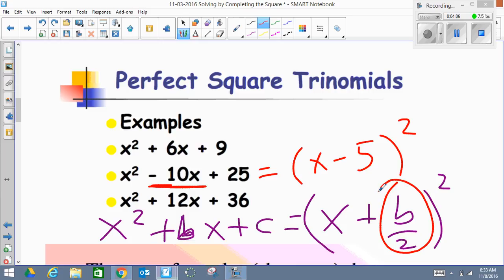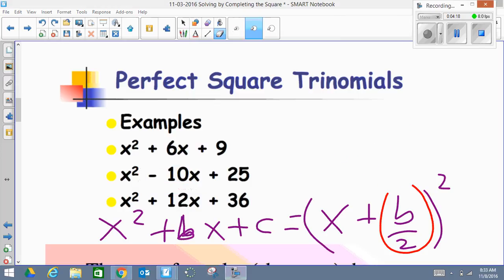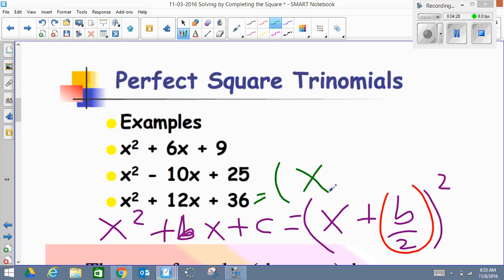That's what b divided by 2 means. b is the middle term, whatever is with the x, and I divide it by 2. So negative 10 divided by 2 is negative 5. The same applies to the third one. My third one is x squared plus 12x plus 36. That's a perfect square trinomial. So the way I factor it is x, and now half of b, divided by 2. b is 12, the number next to the x. So that's positive 12. Half of that is 6, to the second power.